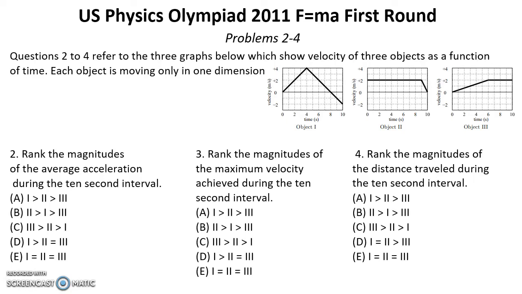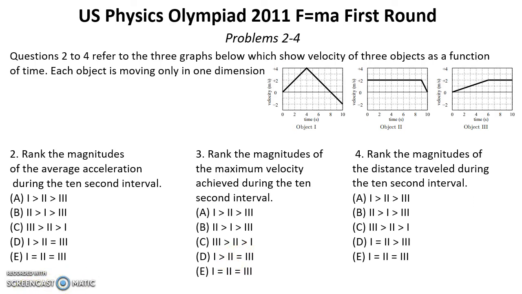Problem number 3. Rank the magnitudes of the maximum velocity achieved during the 10-second interval. Solution. In this case, on the first graph we have maximum velocity is 4 meters per second. On the second graph that will be 2 meters per second, and on the third graph that's 2 meters per second. So it means that the correct answer is D. 1 more than 2, which is equal 3.